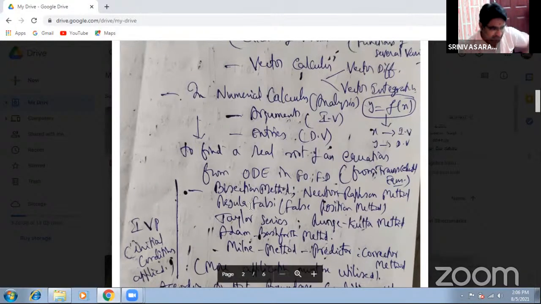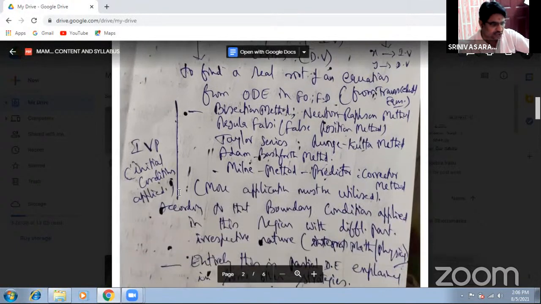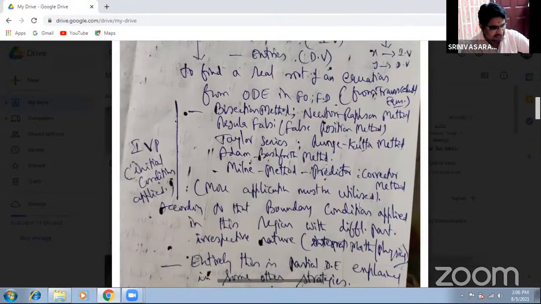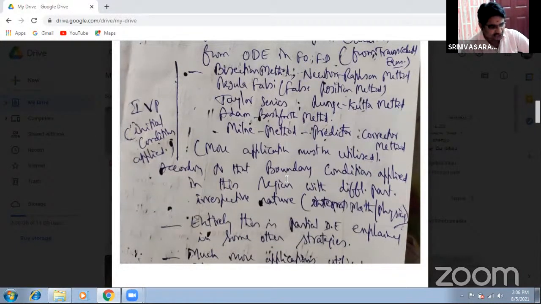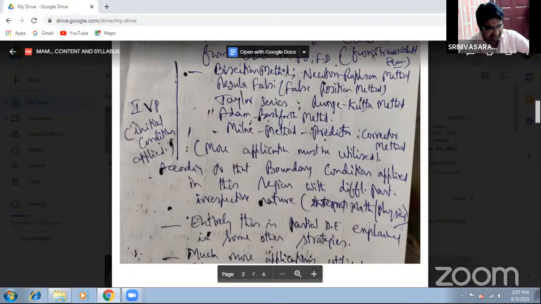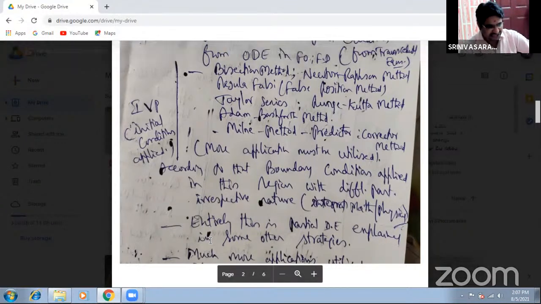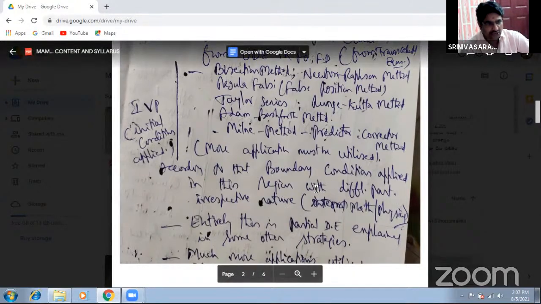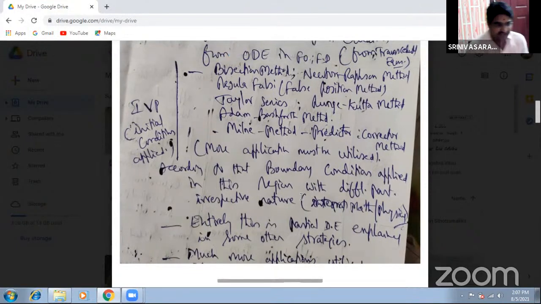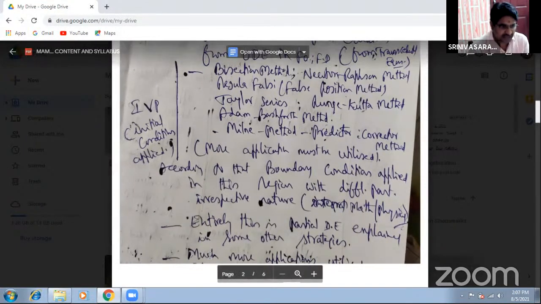Now, through initial value problems, the initial conditions are applied here. More applications must be utilized, and the boundary conditions are applied in this region, irrespective of the nature of the differential part, either mathematical or physical combination. Now, without mathematics combination and with mathematics combination. We already have some physical concepts at undergraduate level, such as waves and oscillations. There are so many applications that must be utilized through the differential part.